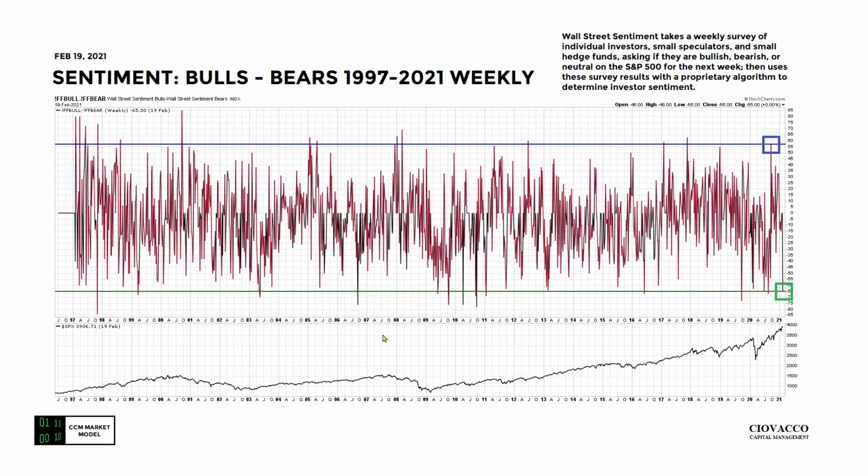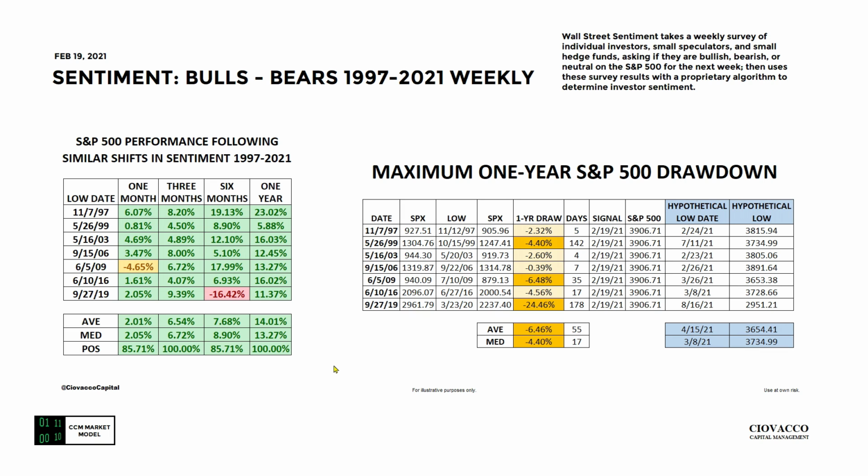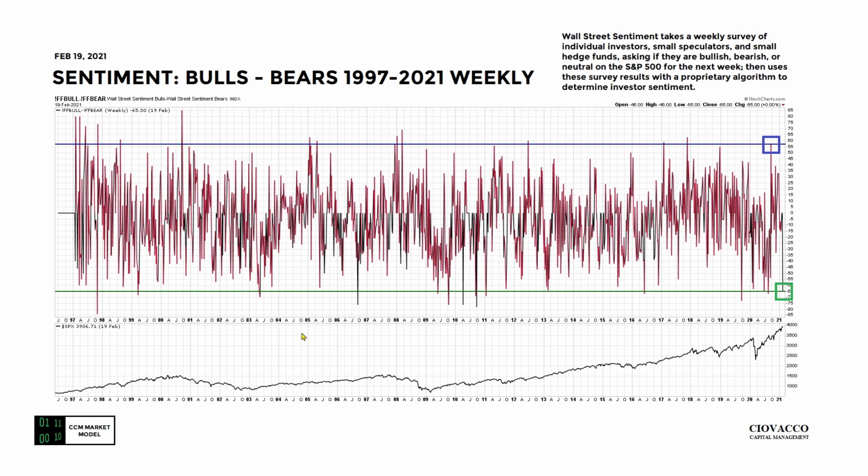This is weekly sentiment data. Sentiment was pretty bullish up here recently, and then it dropped all the way down to this level on February 19th of 2021. We have data going back to 1997, and a move like that has only happened 7 previous times. And again, we're looking at all of the data. In every single case, from the date of this signal, the S&P 500 was higher. The average gain was 14%. The median gain was 13.27%. The date of the signal in 2021 was February 19th.